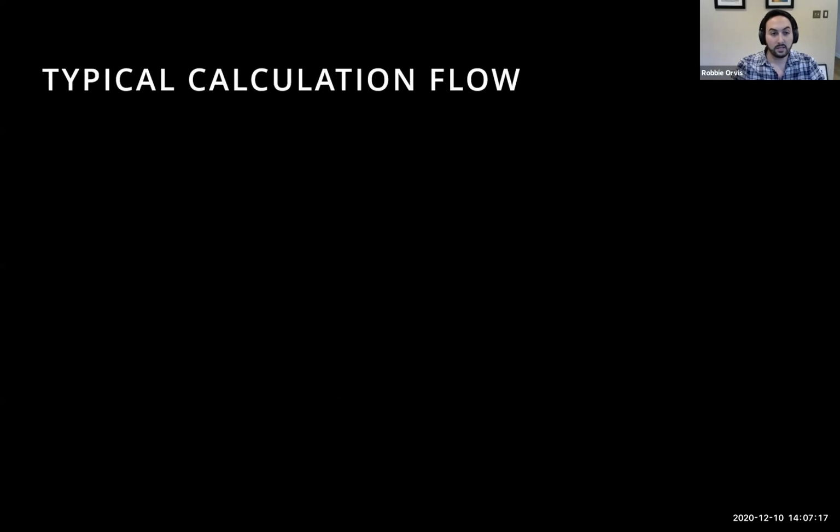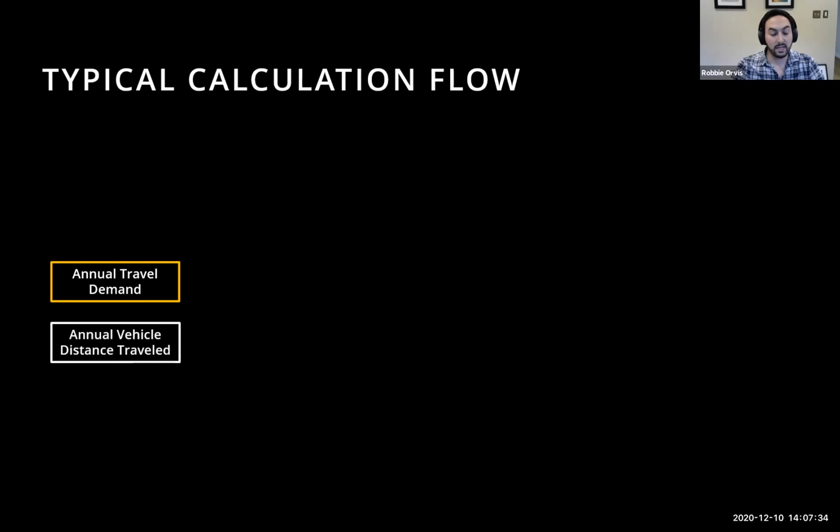I want to just quickly walk through an example calculation flow to help explain how the simulator is working behind the scenes. So for example, we might start with data like annual travel demand, passenger miles, for example, from the Energy Information Administration. And then we might have data on how far vehicles travel in a year on average, and how many vehicles are retiring, or the average age of vehicles in the vehicle fleet.